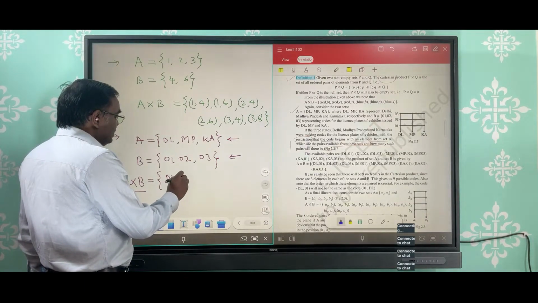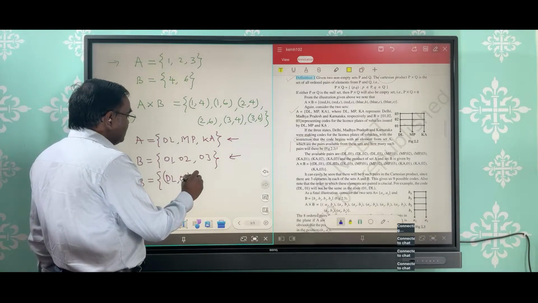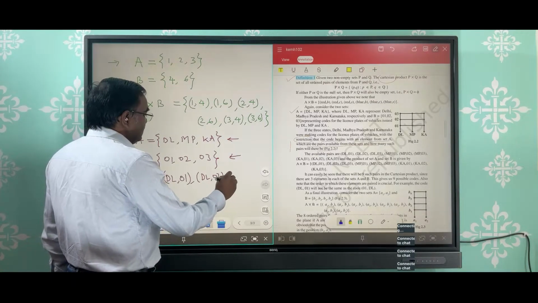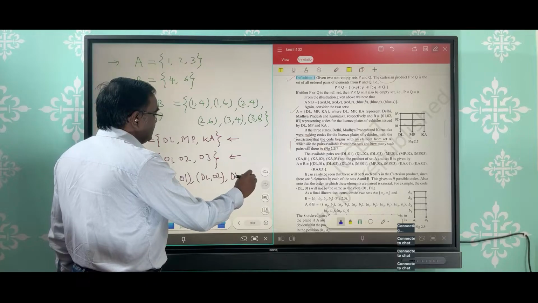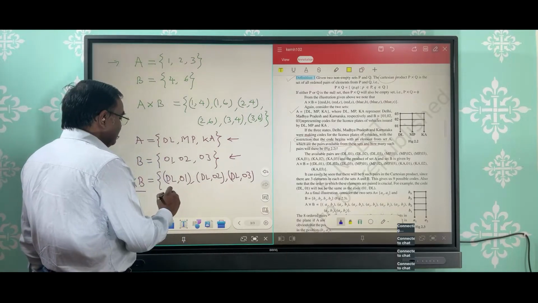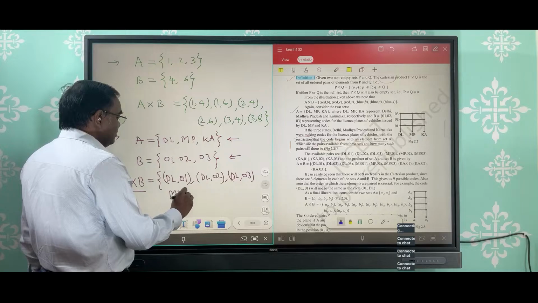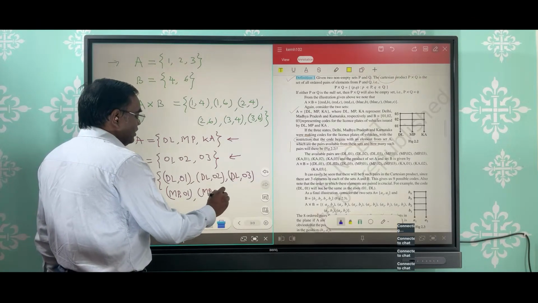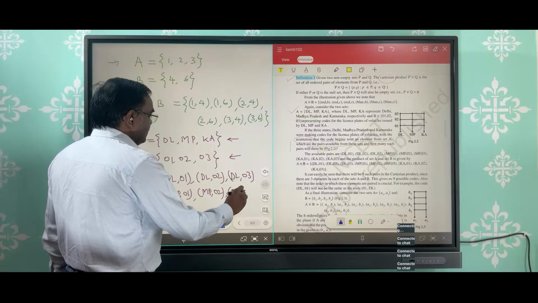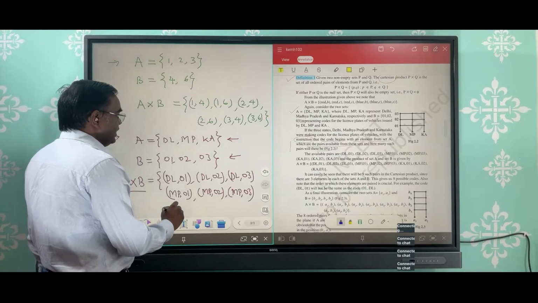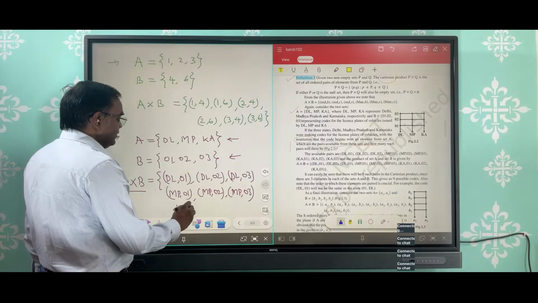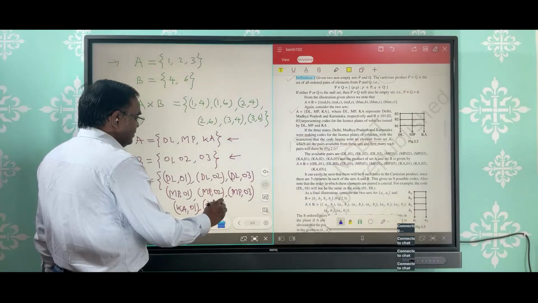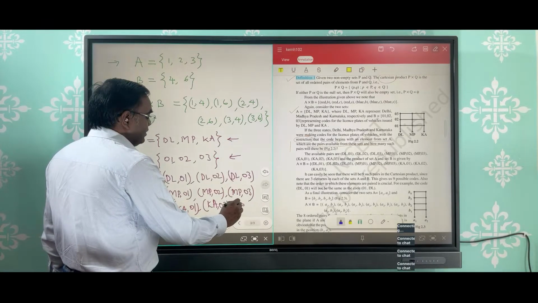So you will get DL01 as the first element of this cross product, DL02, DL03. Similarly, you will have MP01, MP02, MP03. Okay, and KA01, KA02, and KA03.